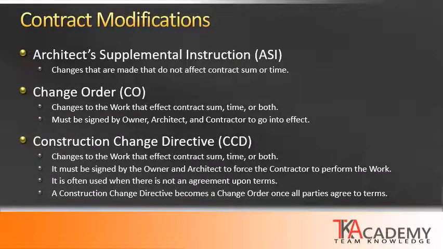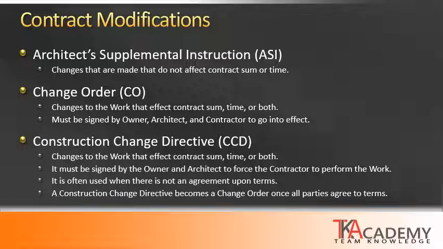Once a construction contract has been executed and put into place, there are only three ways to modify that. The first one is the architect's supplemental instructions, an ASI. These are simple changes that will not affect contract sum or time. It's just some minor modifications such as move a water cooler over 2 feet, or change from this material color to that material color. These are things that are just minor adjustments that are not affecting the contract time or sum.